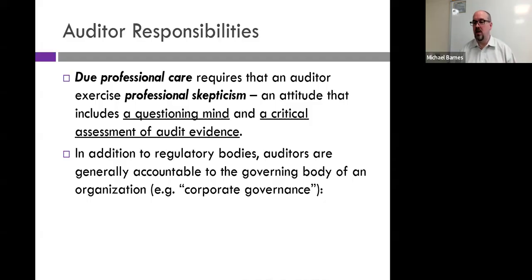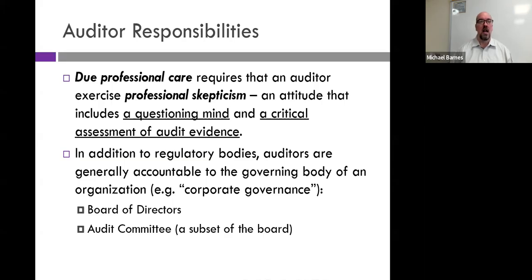So in addition to regulatory auditors, auditors are generally accountable to a governing body of the organization, corporate governance. Have you heard that term before, corporate governance? You have probably heard the term board of directors, which is basically representatives of the shareholders of the organization. We're also going to be talking about a group called the audit committee. Now I'm not going to talk too much about them right now because we're going to talk about them in more detail on Friday. But these are the corporate governance groups that auditors are ultimately accountable to, assuming that an audit committee exists.